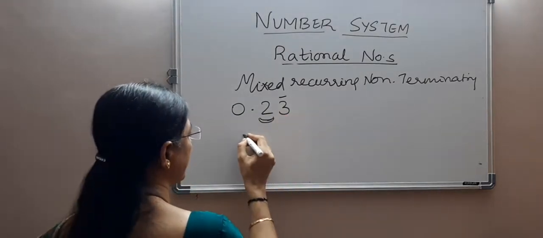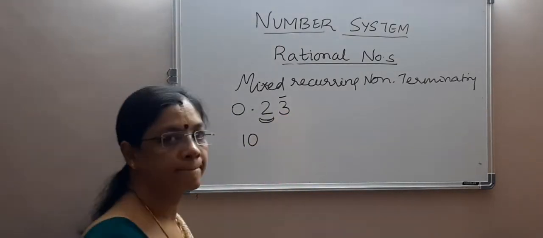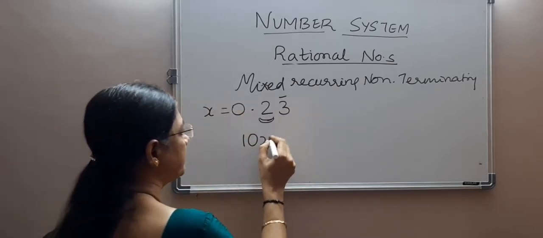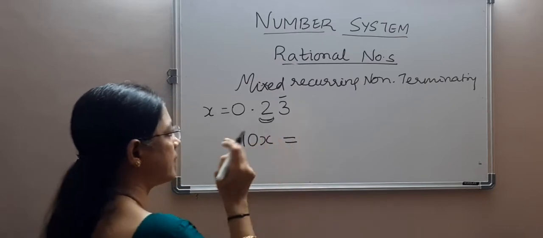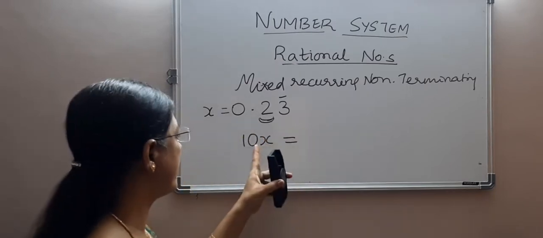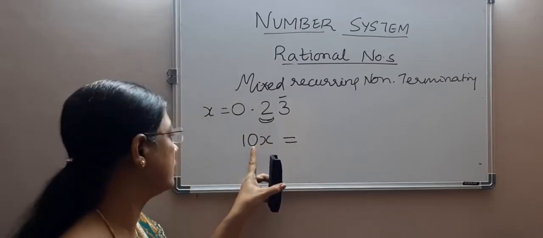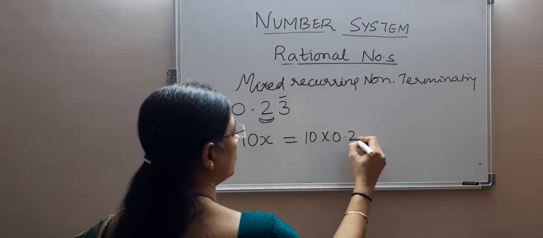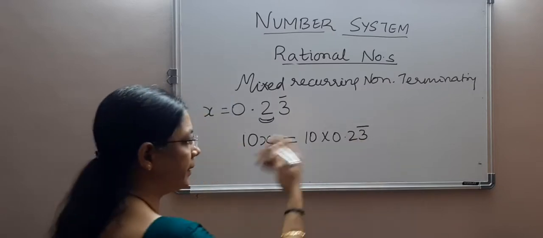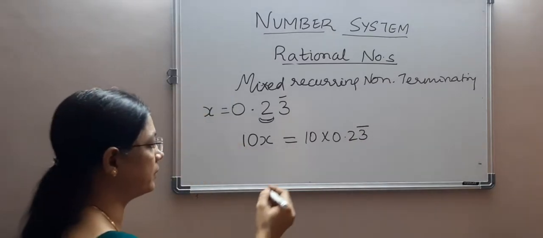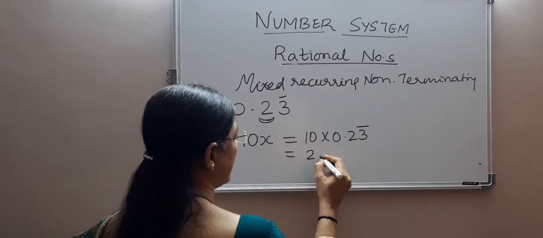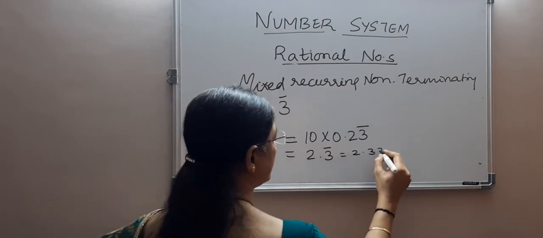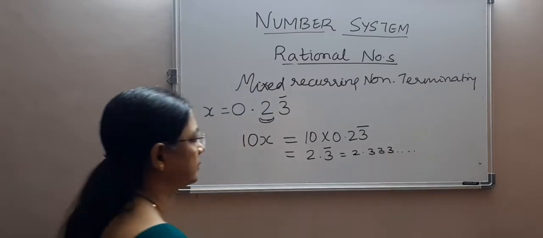So I multiply this by 10. Okay, so let us take this to be x, and I multiply this with 10 because I have only one number. So I add only one 0 to 1 here. So 10x is equal to 10 into 0.23 bar. So I am separating the non-repeating number. So that is my aim. So I have got 2.3 bar, which is 2.3333. I can write it like this.